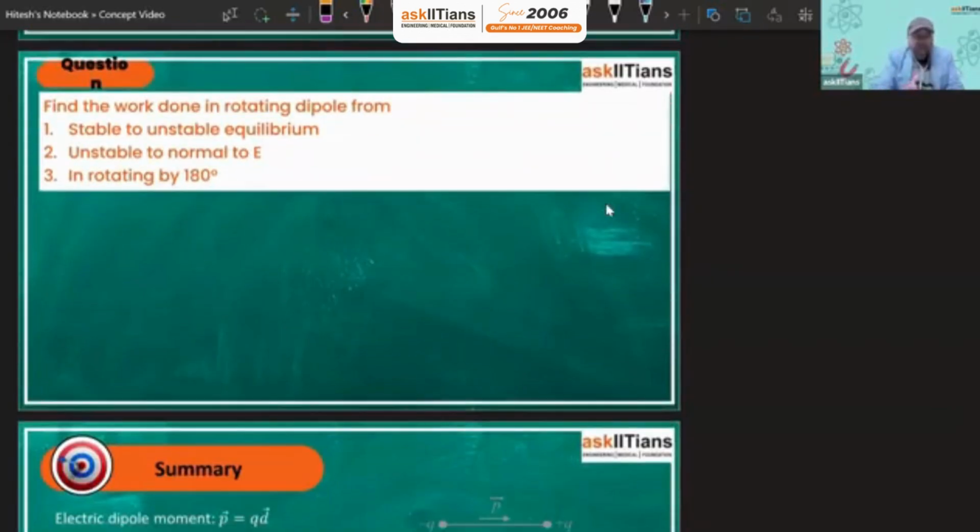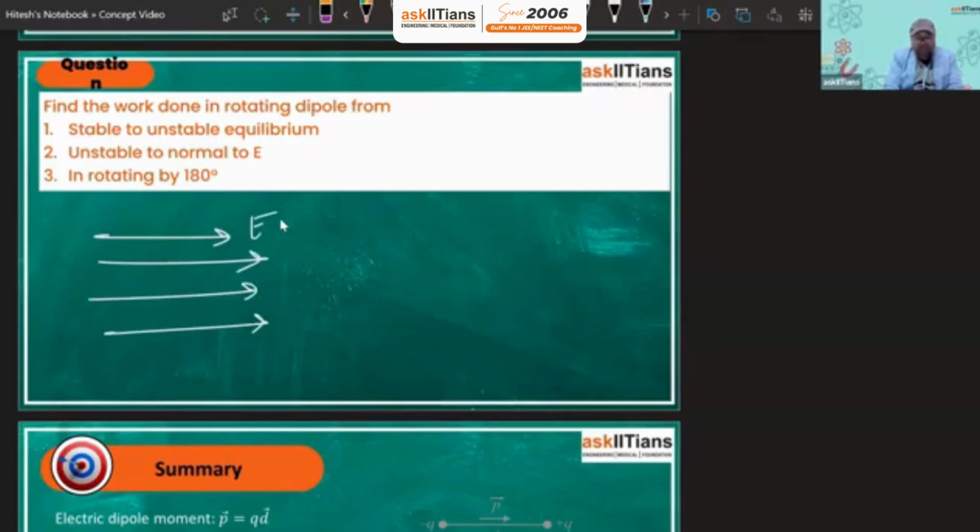We have then work done in rotating a dipole from stable to unstable equilibrium. Let me tell you what is the stable equilibrium. If you have an electric field like this, then this position, as I have talked about, for theta equal to 0 degrees, that is a stable equilibrium position.